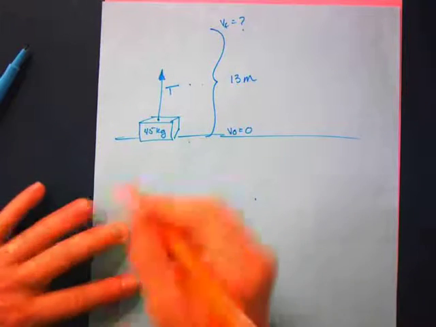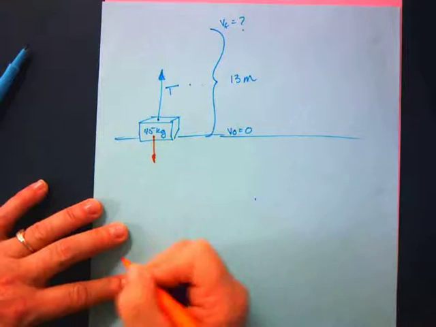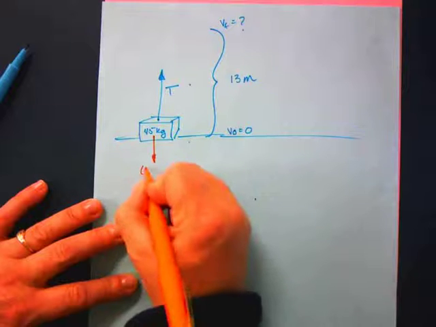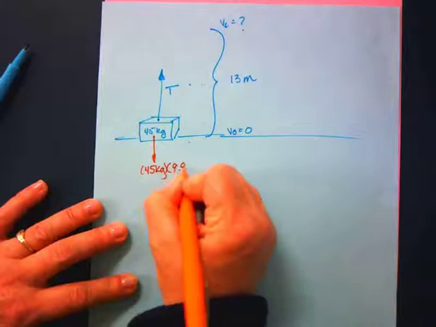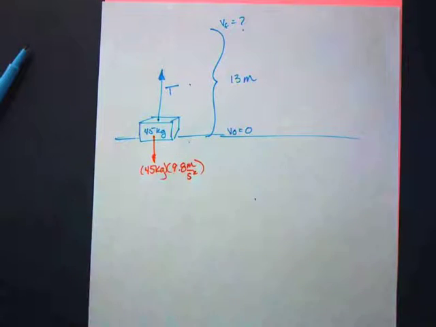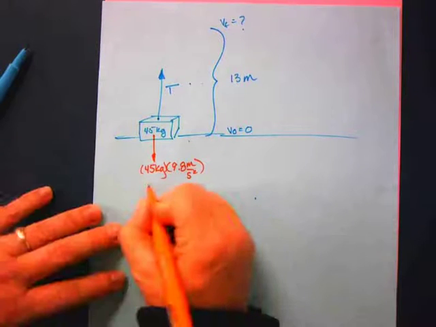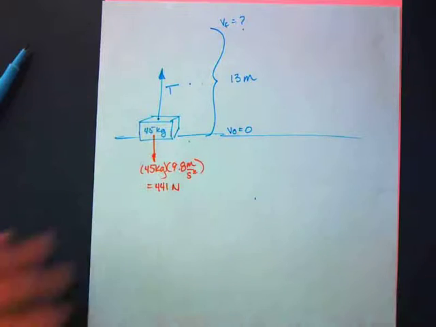So besides tension, is there any other force acting on the pickle crate? Gravity. How do I calculate the gravitational force, the weight of the object? ma, right. 45 kilograms times 9.8. So the weight is pulling down, and that equals 441 newtons to be exact. So the weight is 441 newtons.